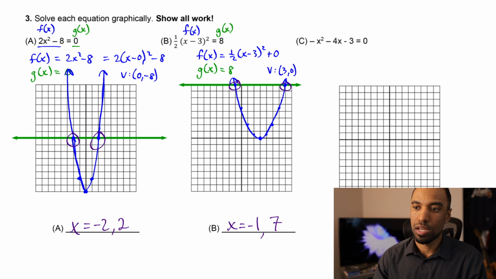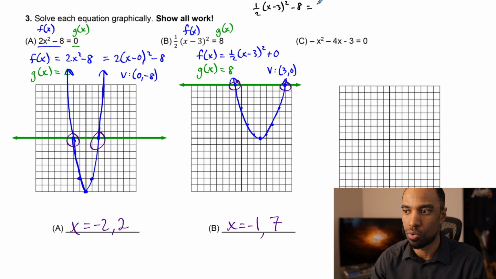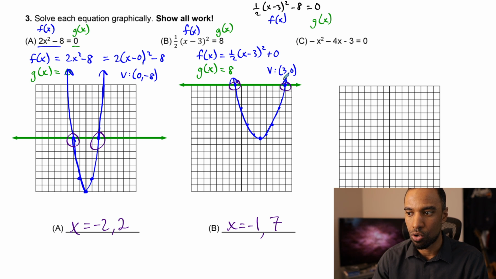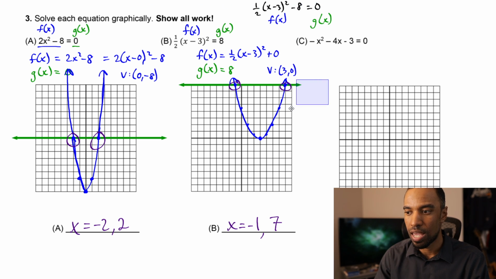Now, there's another way we could have done this problem, and that is if I subtracted 8 from both sides from the jump, I would have an equation that says 1/2 times x minus 3 quantity squared minus 8 equals 0. My f of x would be in blue right here. My g of x would be in green. I'm not going to completely regraph it. What I want you to know is, instead of the vertex being at 3, 0, it would be at 3, -8. And instead of this being at y equals 8, it would be at y equals 0. Basically, everything goes 8 down.